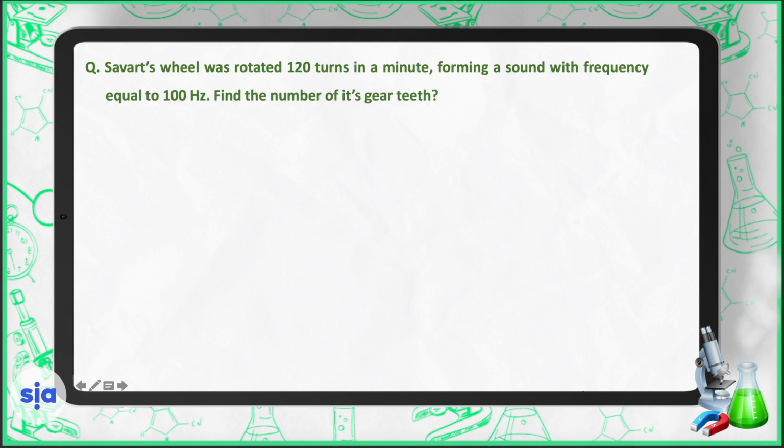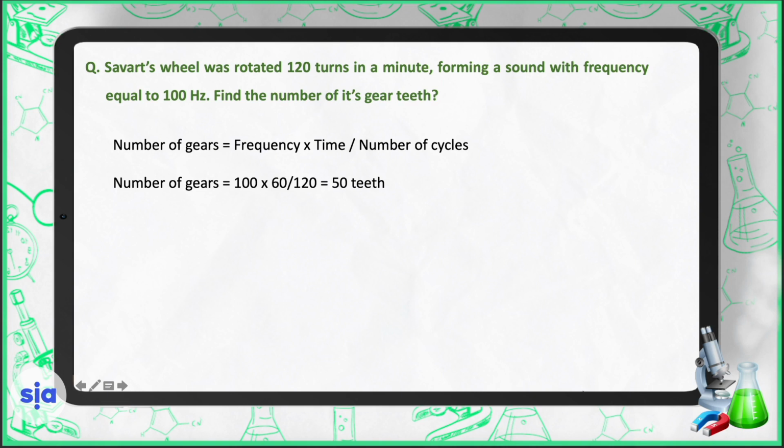Savart's wheel was rotated 120 turns in a minute, forming a sound with frequency equal to 100 hertz. Find the number of its gear teeth. Now the number of gear teeth equals the frequency times time divided by the number of cycles. 100 is the frequency times time, which is 60 seconds because it's a minute, divided by 120 cycles or turns. It will give us 50 teeth.